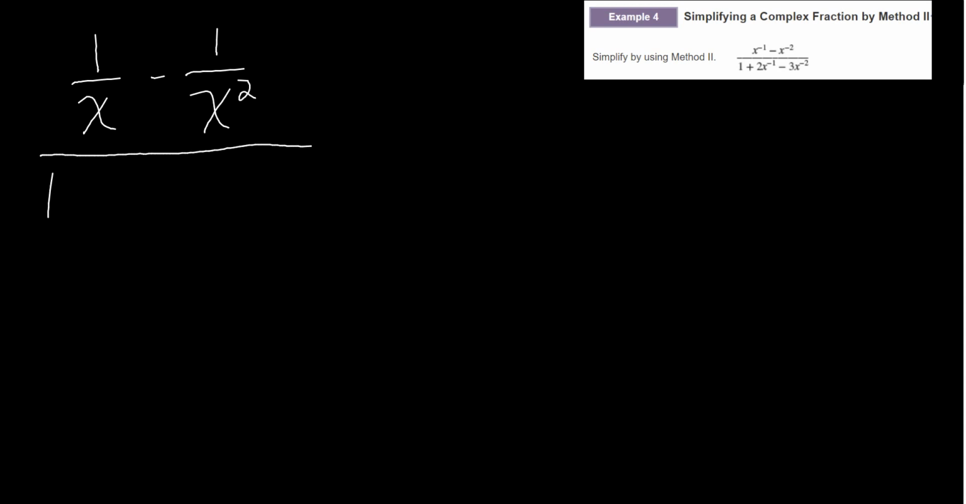all over 1 plus, and they have 2 times x to the negative 1. Okay, that negative exponent is only attached to the x, not the 2. So we're going to say the 2 remains in the numerator, and then the x squared goes in the denominator. And let's do some scaling here.